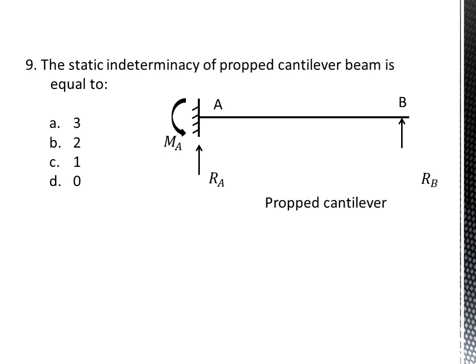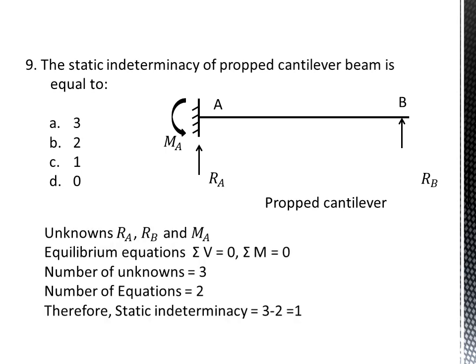So we want to calculate the static indeterminacy of a propped cantilever beam. We know that the unknowns here are RA, RB and MA. The equilibrium equations available are sigma V is equal to 0 and sigma M is equal to 0. So the number of unknowns is 3 and the number of equilibrium equations available is 2. So the static indeterminacy can be calculated by 3 minus 2 is equal to 1. So the degree of static indeterminacy for a propped cantilever will be 1 and the answer will be option C, 1.